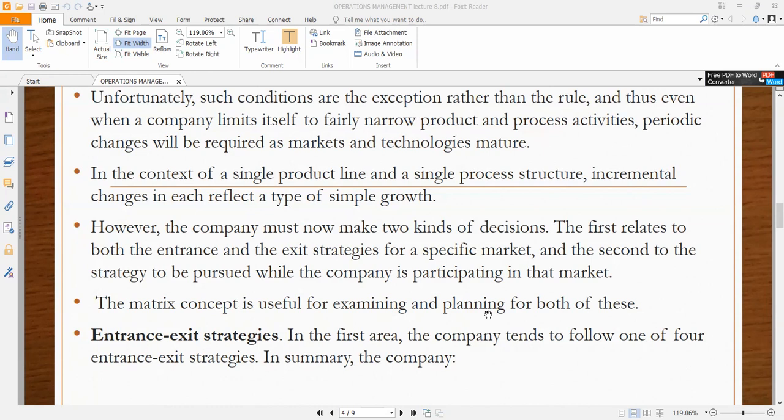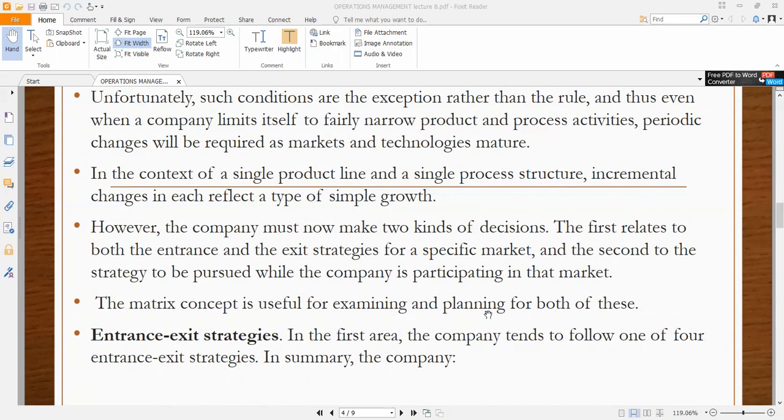Now, to do this, we are saying the matrix concept is useful for examining and planning for both of these. Okay, now we're going to use what we call the matrix concept. The matrix concept is a concept that we looked at, and we will continue exploring from now going forward. Okay, now let's look at the entrance exit strategies.